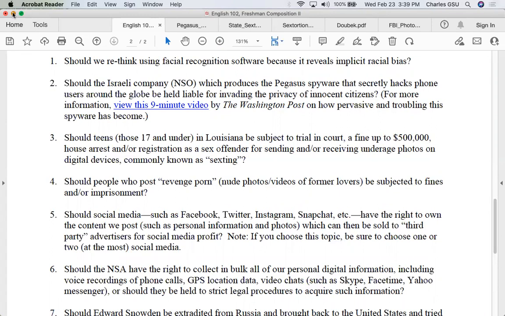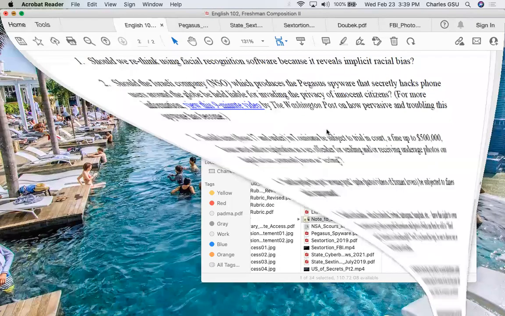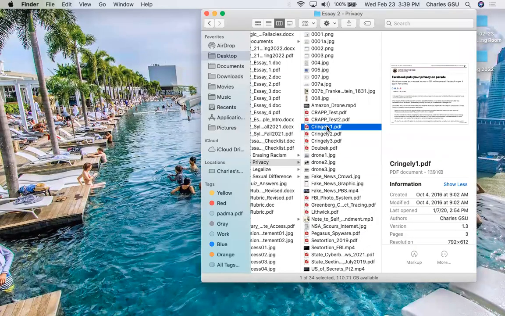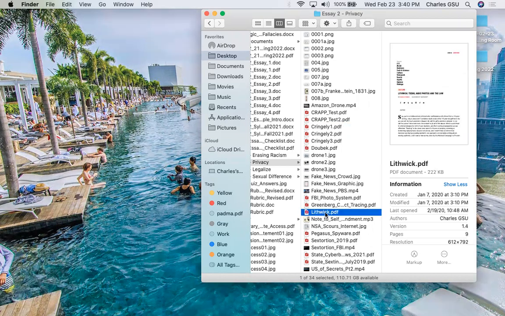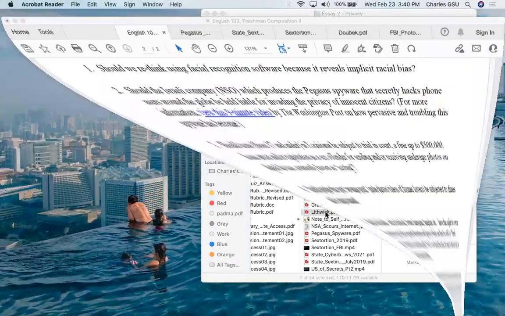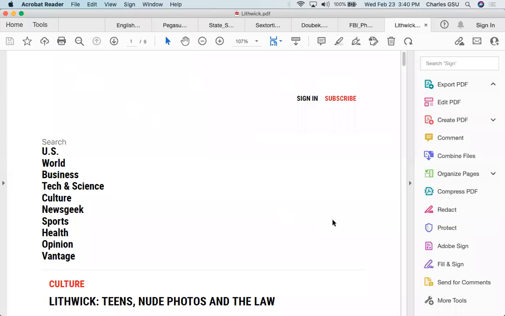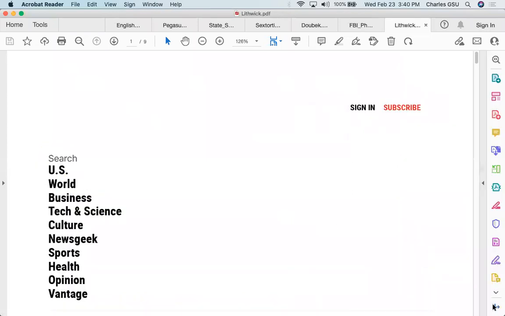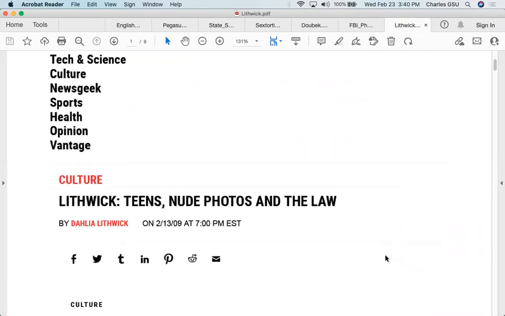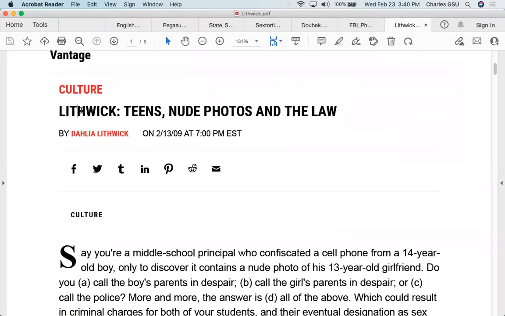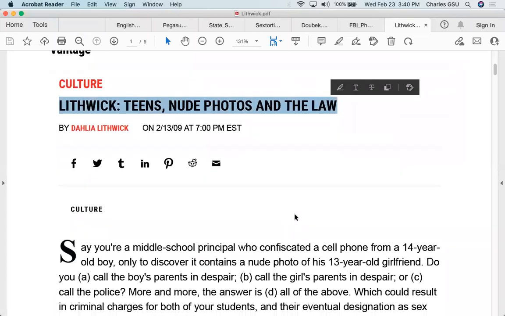And there's a couple of articles in here, in your folder. Here's one by Lithwick that accounts for some actual real life instances. This is from a US News article a while back. So, teens, nude photos, and the law, right?